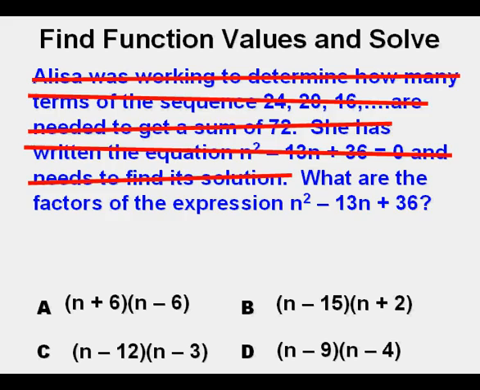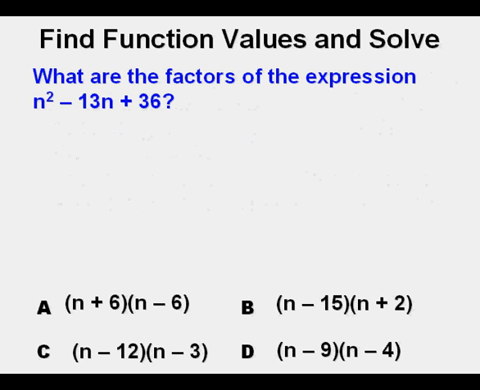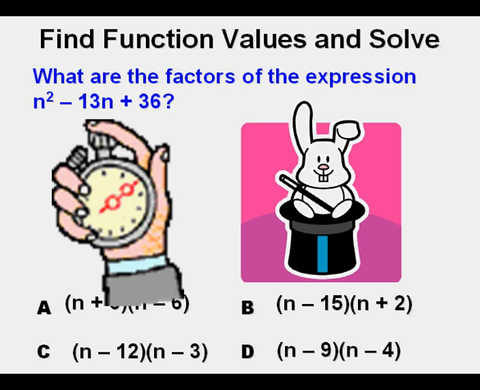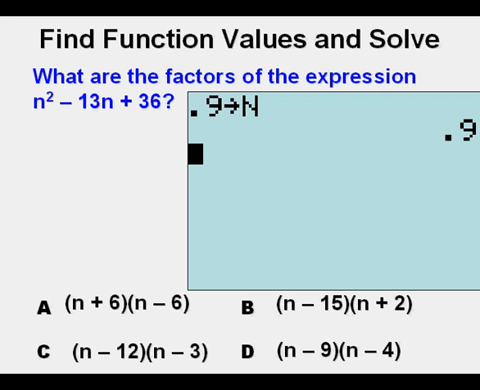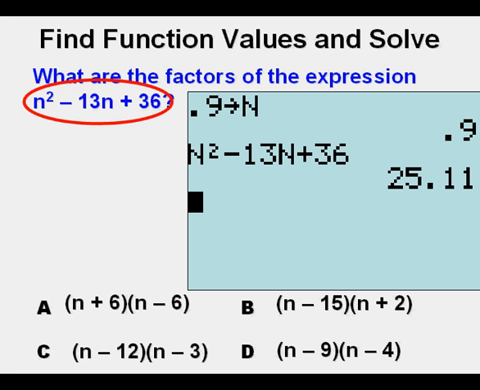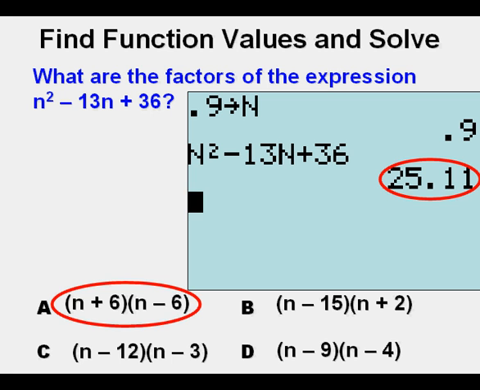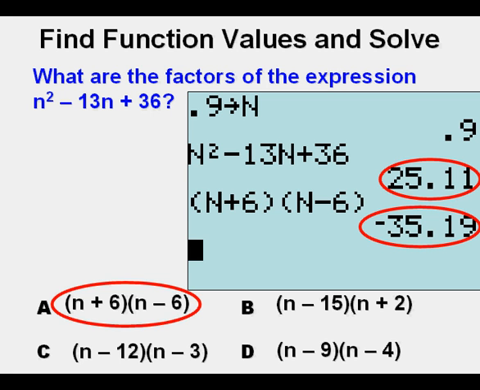So we need to find the factors of this. Well, since I'm low on time here with this video, I'm going to use the test-taking trick on this and not even go old school method on this. I'm going to store a value for n, 0.9 storage n, and enter this expression here, get 25.11. So we need to try the multiple choices. We tried choice A, it's not 25.11, cross it out.